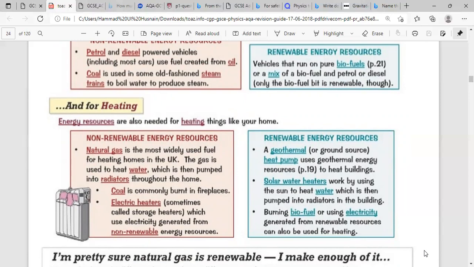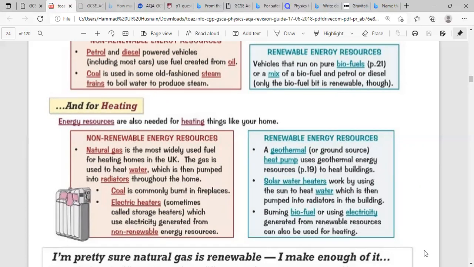So first of all, natural gas. Natural gas is the most widely used fuel for heating homes in the UK. The gas is used to heat water, which is then pumped into the radiators throughout the home. Similarly, there are some gas geysers just to heat the water, which is used for the bath or for the showers. So there they are using natural gas.